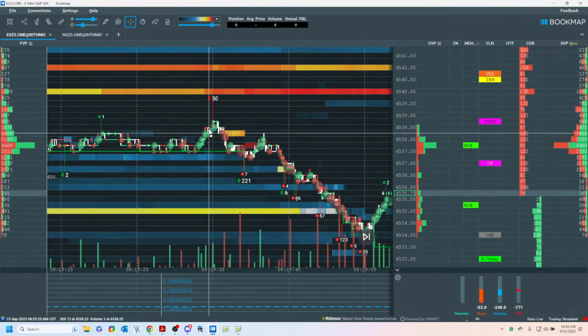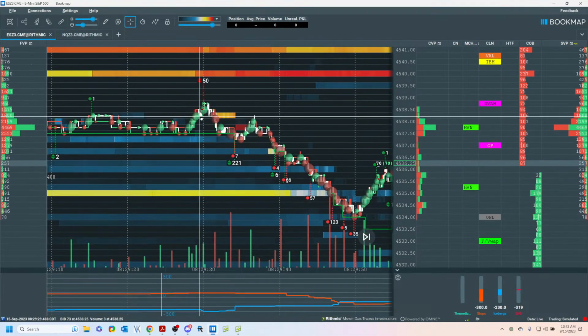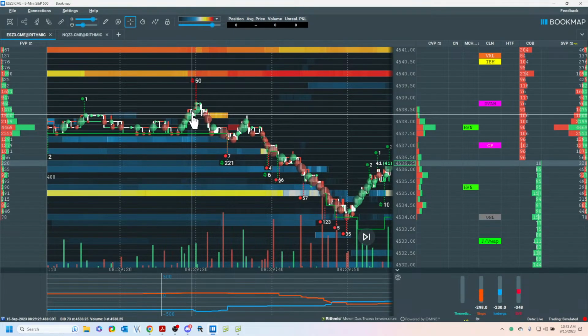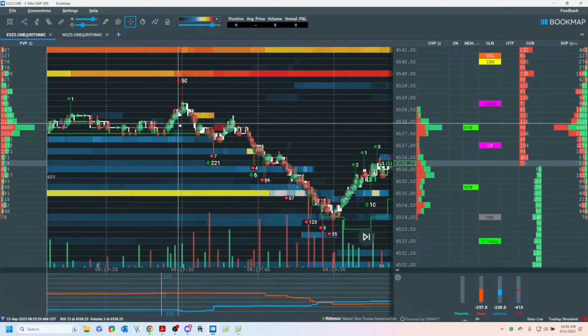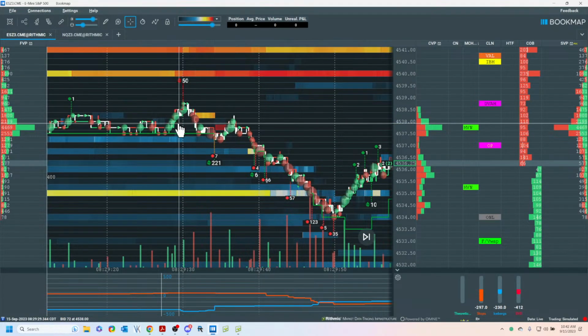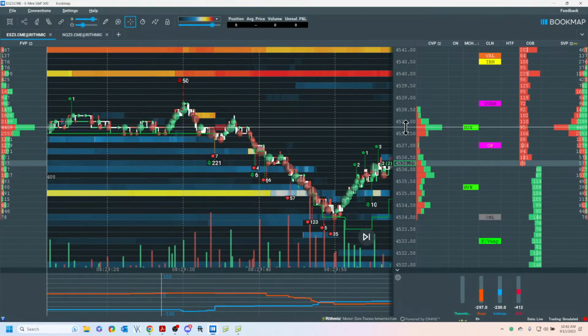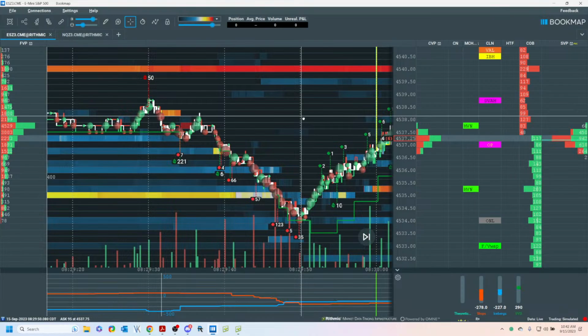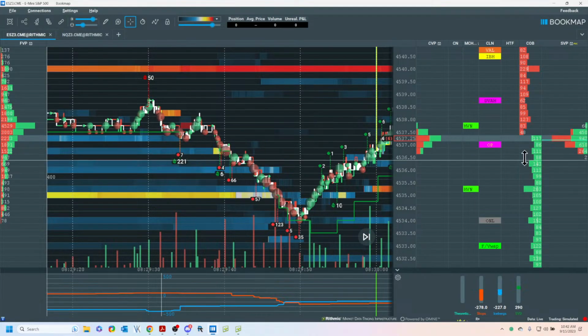Okay, RTH open. Now, you know we had a big report at 7:30 and the market didn't like it, and we started the Acapulco cliff dive. So let's look at the RTH open. Still having some trouble here with some of these tools. Let's try to survive. Okay, so this is the RTH open.